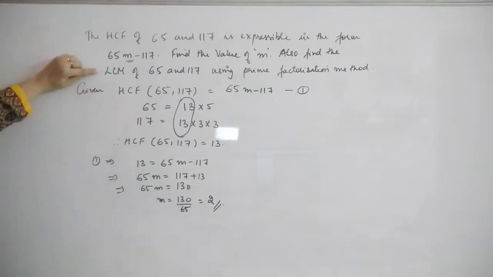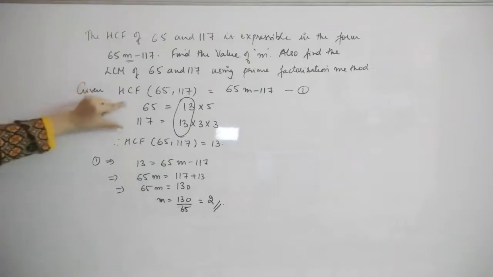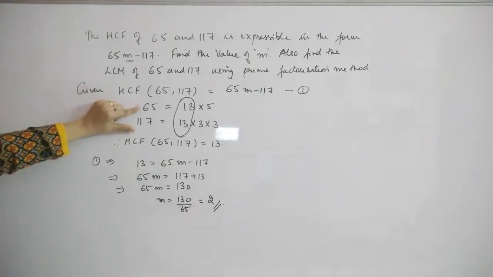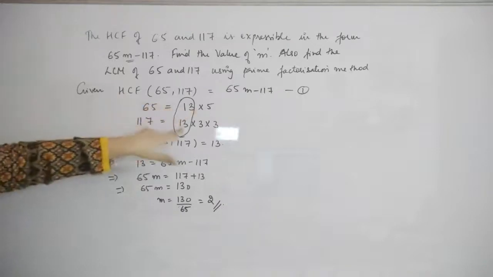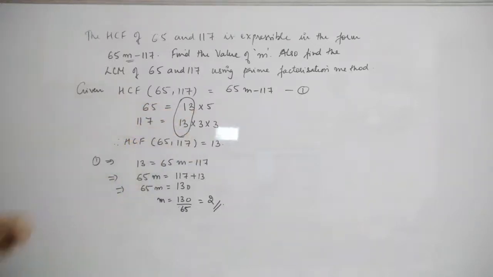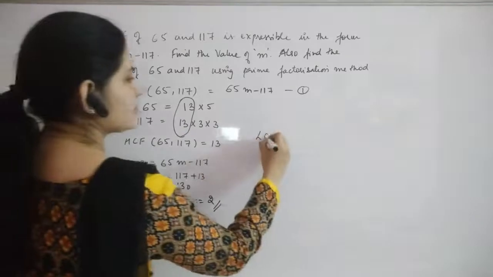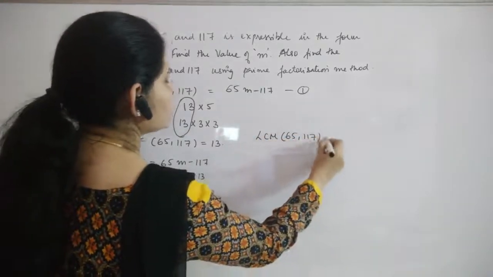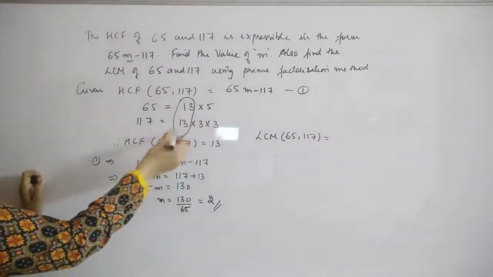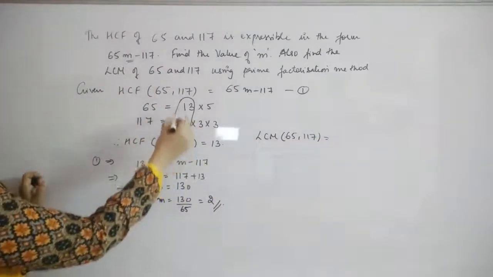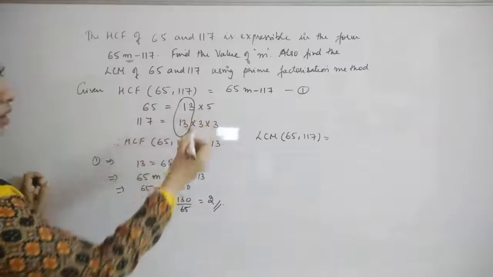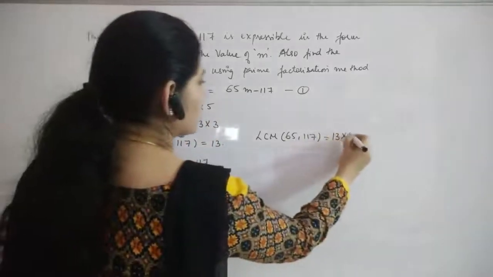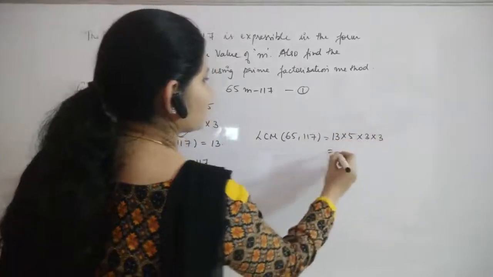Now the second question is that you have to find out the LCM of 65 and 117 using the prime factorization method. For prime factorization, you have to write 65 is 13 into 5 and 117 is equal to 13 into 3 into 3. So how can you find out the LCM? The LCM of 65 and 117 will be the numbers occurring in both taken once, and the remaining ones. So you will get 13 into 5 into 3 into 3.